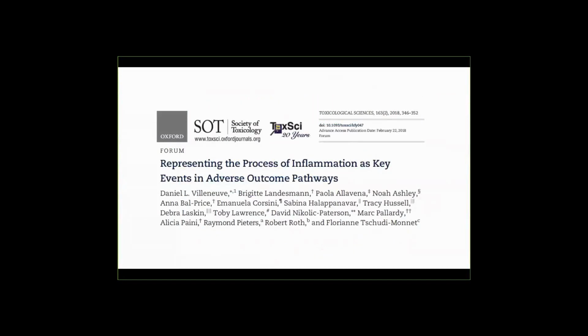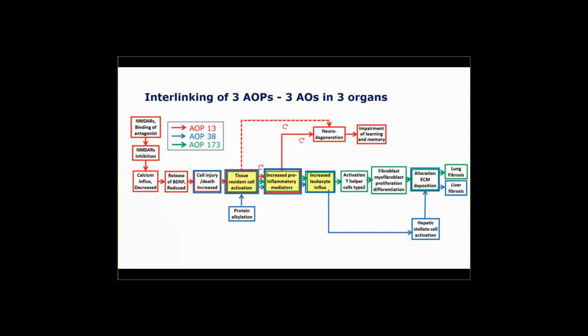The results of this workshop are published in this article right here, so I recommend you take a look at that. But the outcome was that they developed a universal definition of inflammation using three key events, these three key events right here. And that allowed this more comprehensive network of AOPs that described three AOPs in three different tissues, all using the same description of inflammation. So this is an excellent example of collaborative key event and key event relationship development, and also an excellent example of key event sharing.